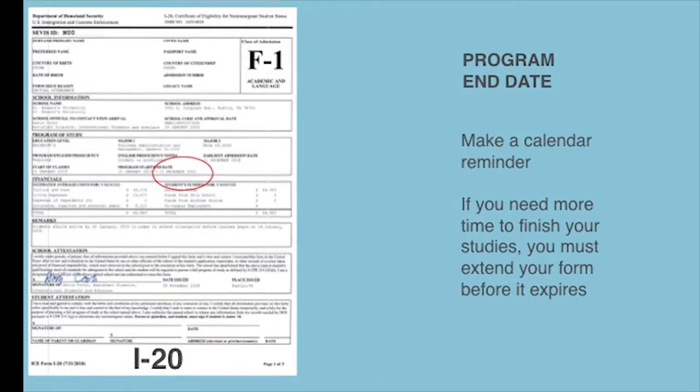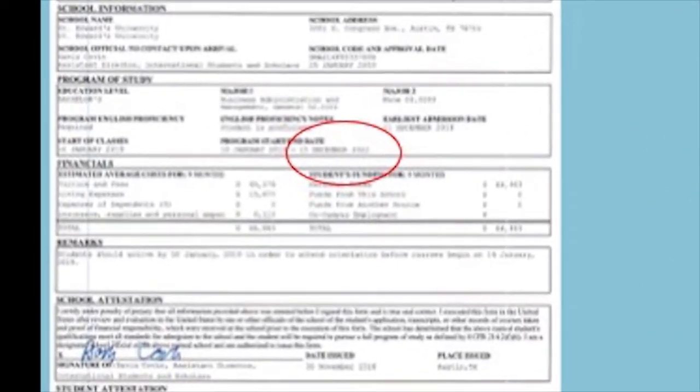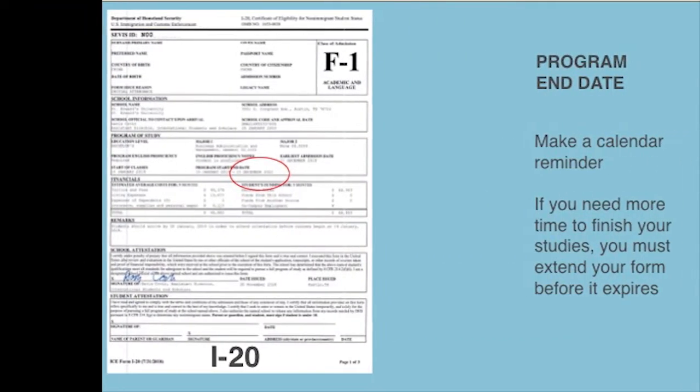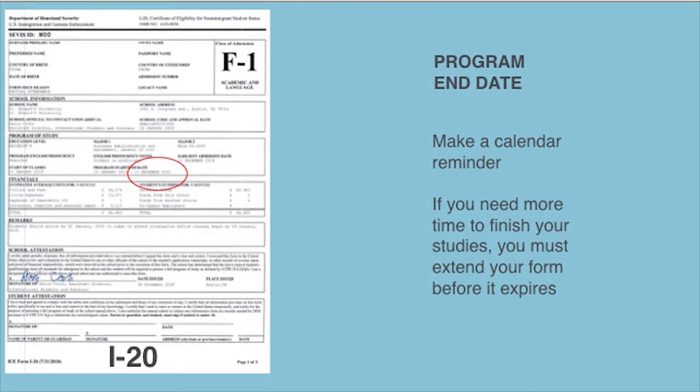You can see it circled here in red. This shows when you are expected to finish your degree. If you need additional time to complete your degree program, you must extend your I-20 before this date. The deadline is extremely important, and we recommend for students to mark their calendars and set a reminder about this program end date. After this date has passed, the student status is considered complete, and you should be preparing to leave the U.S. Please work with the International Student Services staff to extend your I-20 if you need more time to finish your degree.